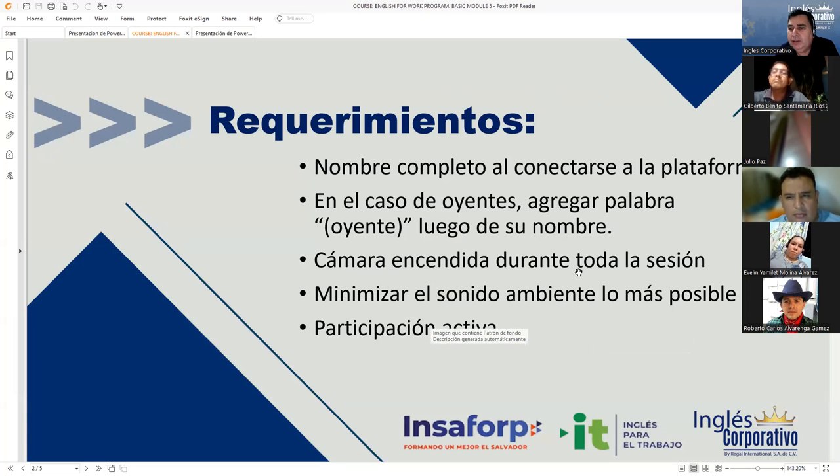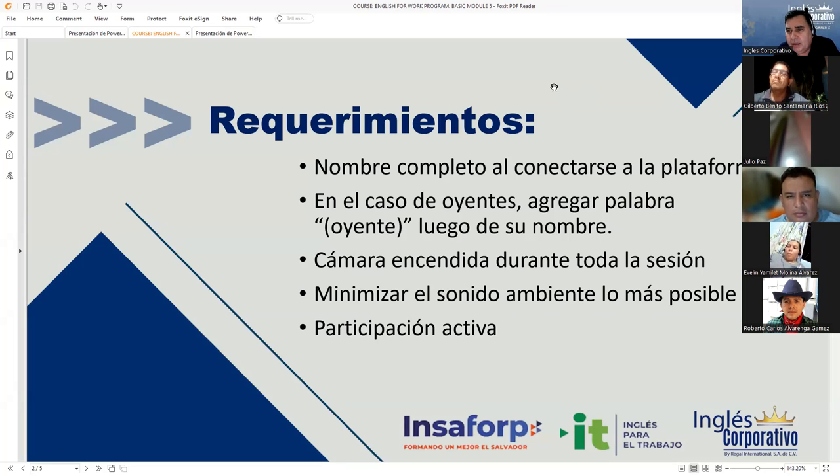Cámara encendida durante toda la sesión. Ustedes ya saben que si están experimentando problemas con su internet, lo cual es muy común en nuestro sector o aquí en nuestro país, pueden apagar su cámara, pero si no están experimentando problemas, sería mejor si la mantienen encendida. Ok, minimizar el sonido ambiente lo más posible.